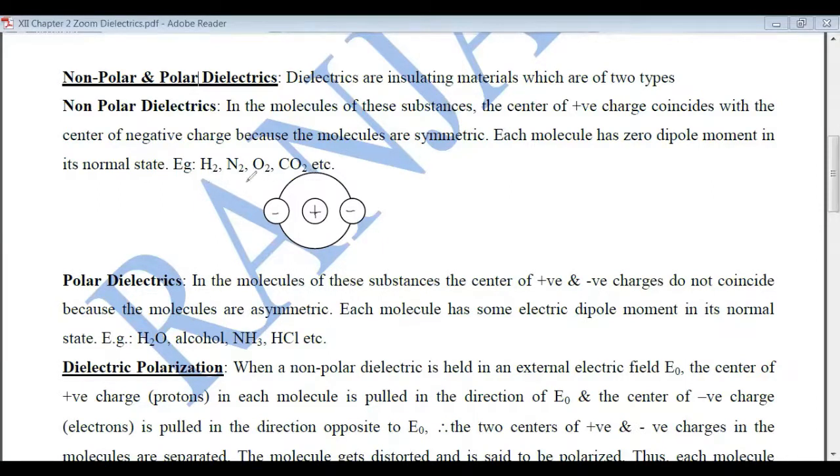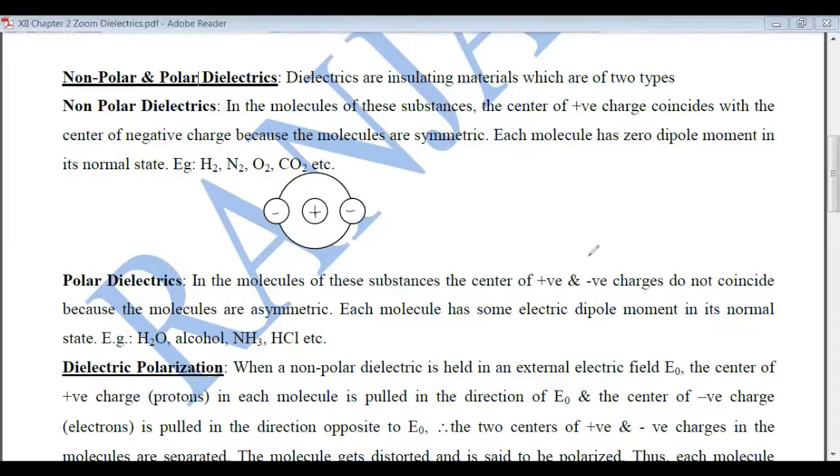All these are examples of non-polar dielectric molecules. You can see that these molecules are symmetric. Next is polar dielectrics. The molecules of these substances are such that the center of the positive and the negative charges do not coincide because these molecules are asymmetric. So these molecules have some dipole moment in their normal state. The examples are H2O, alcohol, NH3, HCl, etc. So these are called polar dielectrics, in which the center of the positive and the negative charges in their normal state do not coincide.